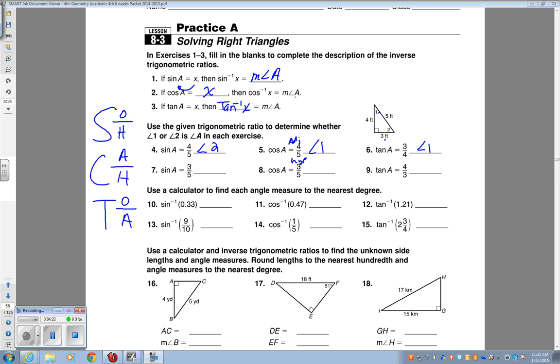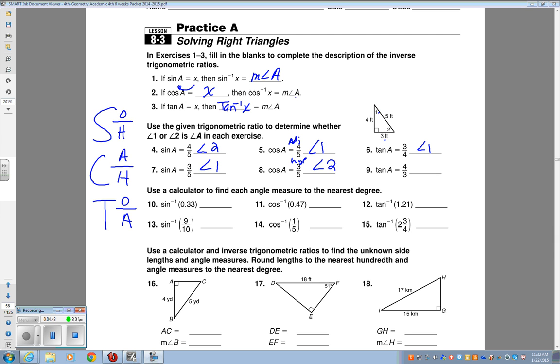What did you get for 7, Matthew? All right, we're moving on. Avery, what did you get for 7? Sine of A, 3/5. That's angle 1. Y'all have a point. Cameron, do you have 8? Angle 2. We have cosine of 3/5. Yes, that is correct. We got a point. Justin, do you have number 9?